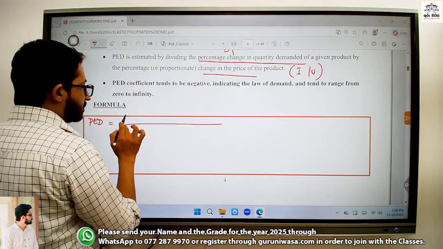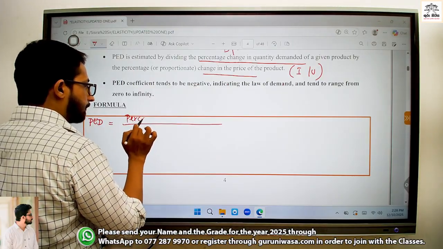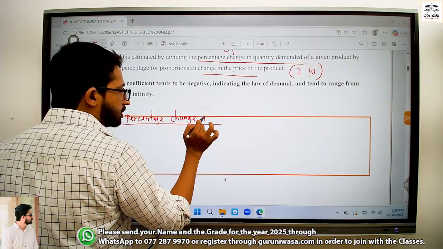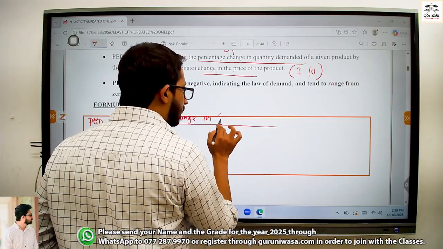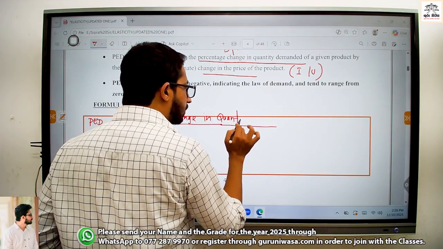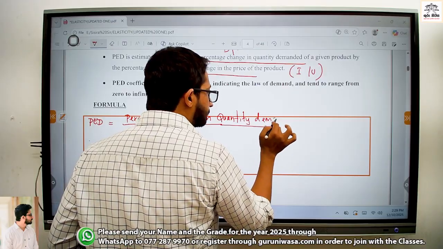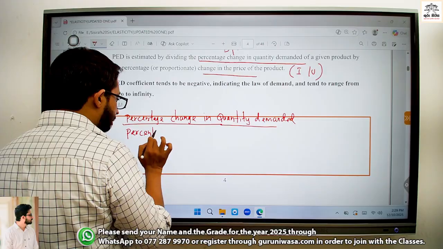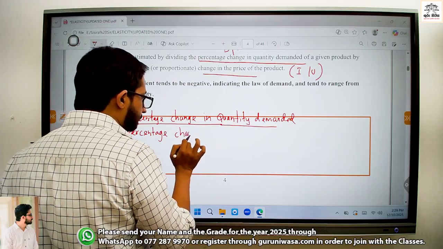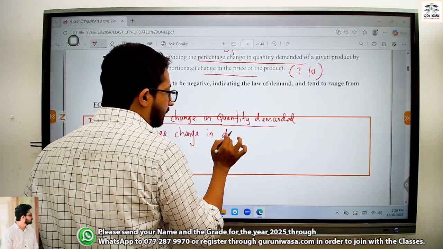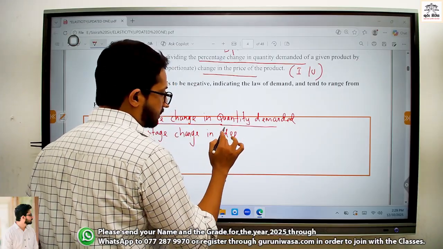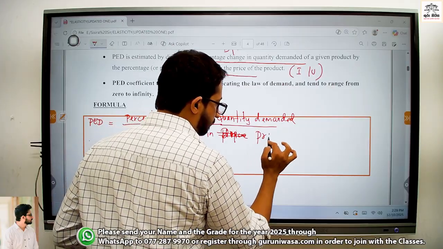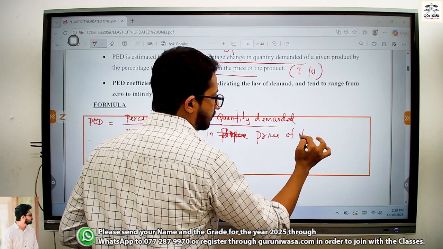Write down percentage change in quantity demanded, divided by percentage change in price of the product, the price of the concern.